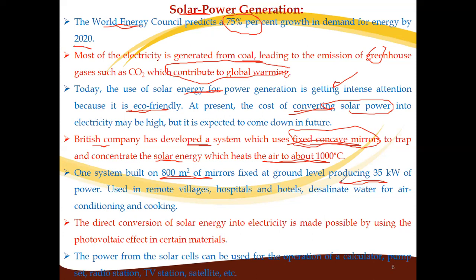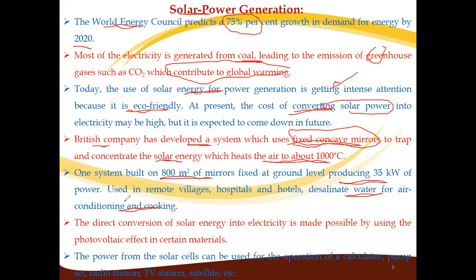So by using these devices, that is fixed concave mirrors, about 800 square meters of area produces almost 35 kilowatts of power. And this power can be used in remote areas, hospitals, hostels, and also in distillation of water, air conditioning plants, and sometimes for cooking also. So this is the recent development.